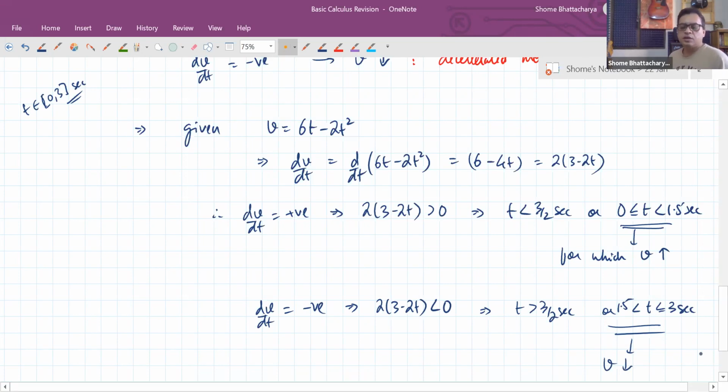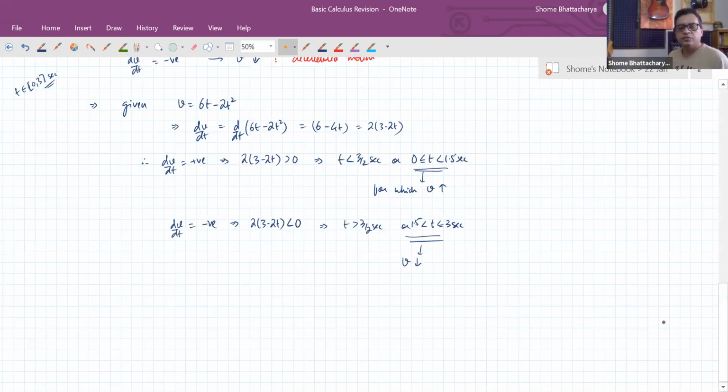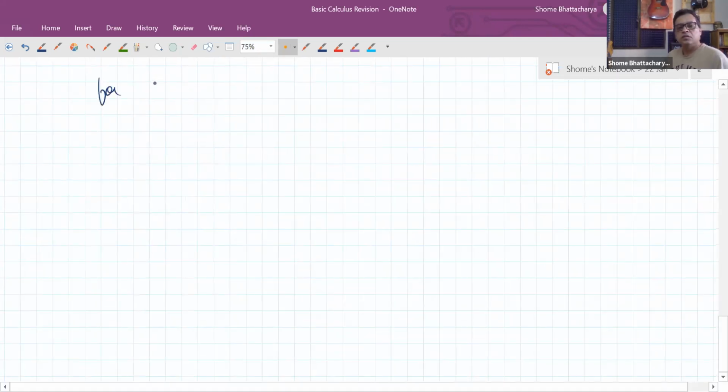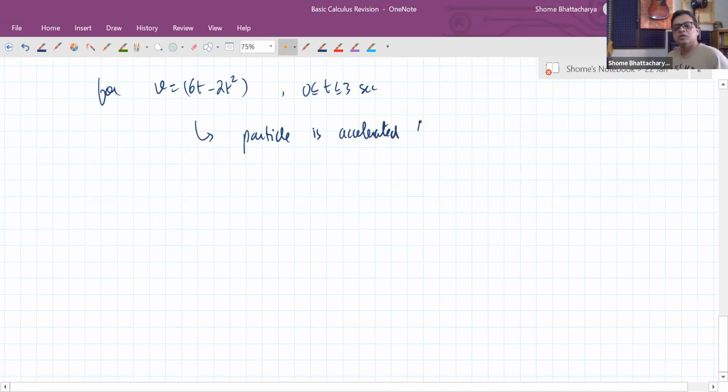So this is the information that application of differentiation and calculus tells us in terms of application of derivative. So finally from this, what I realize is that for the given relation, between 0 and 3 seconds, the particle is accelerated, that is v is increasing from t equal to 0 to 1.5 seconds.